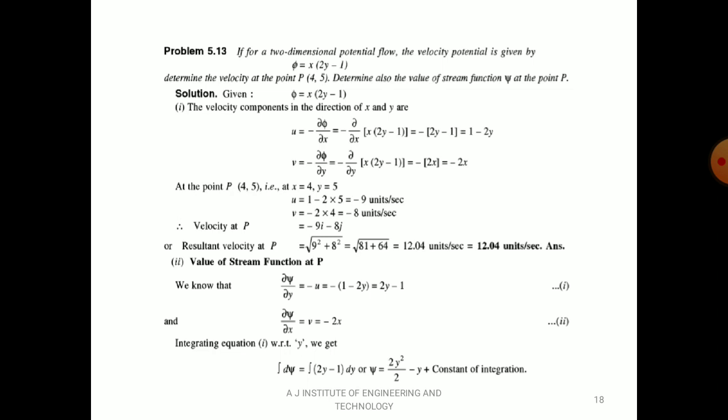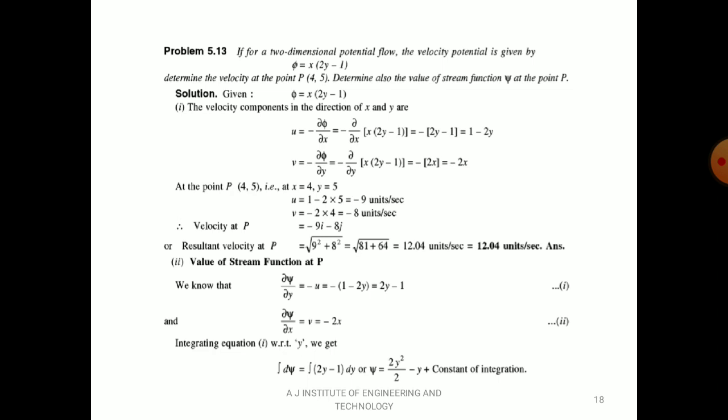And similarly, we have the expression for v, dou xi divided by dou x equal to minus v, so equal to minus 2x. Now integrate. Take dou xi divided by dou y as one equation, dou xi divided by dou x as second equation. So integrating equation 1 with respect to y, because it's a differentiation with respect to y, just modify the expression as dou xi equal to 2y minus 1 into dou y.